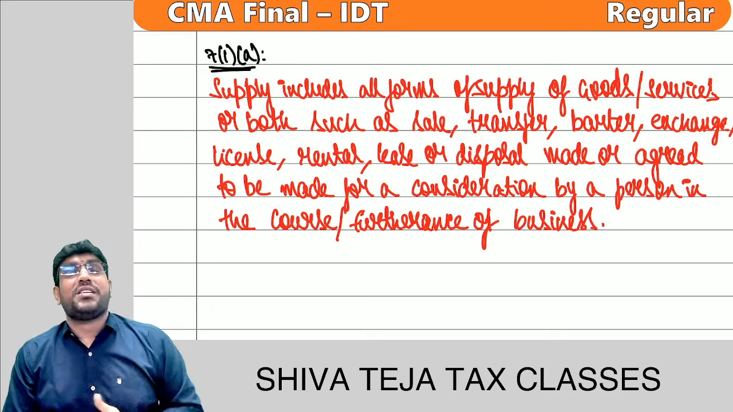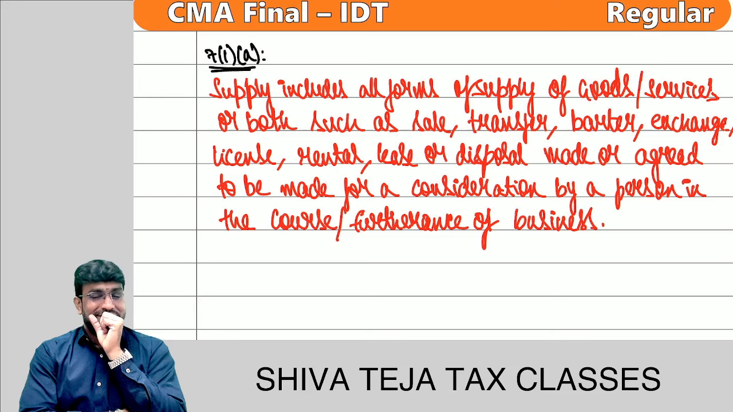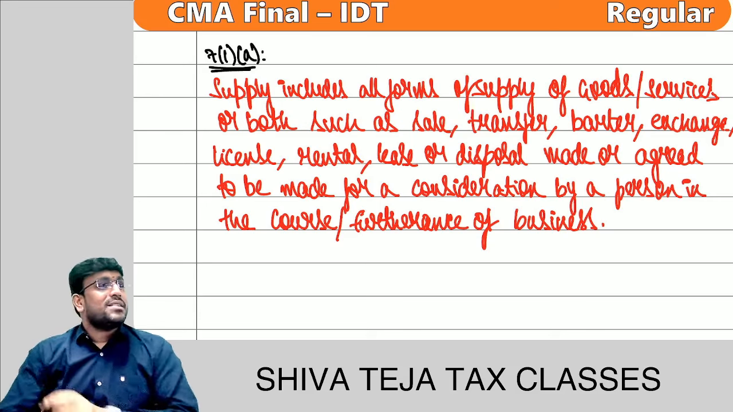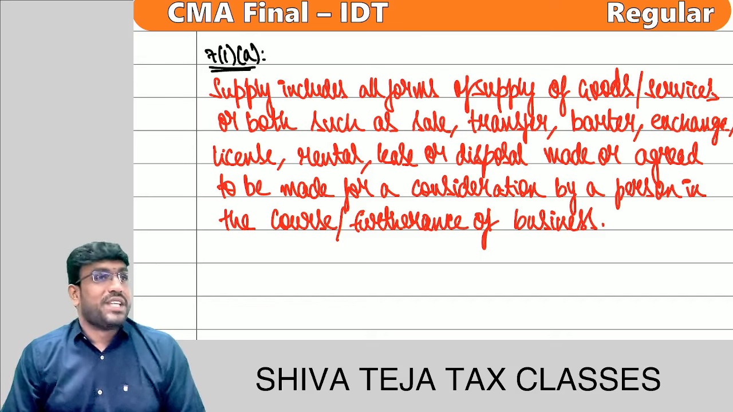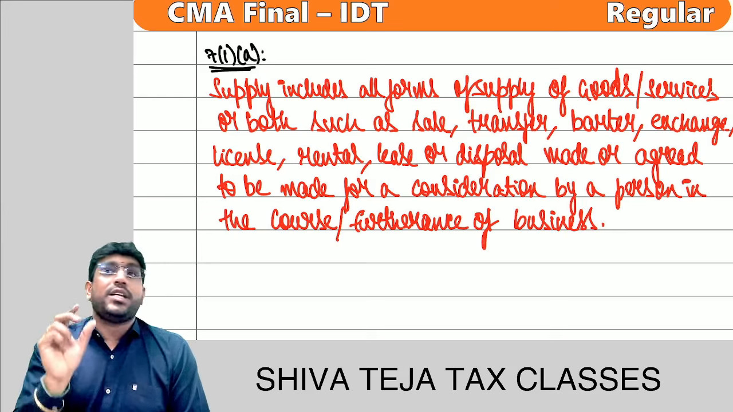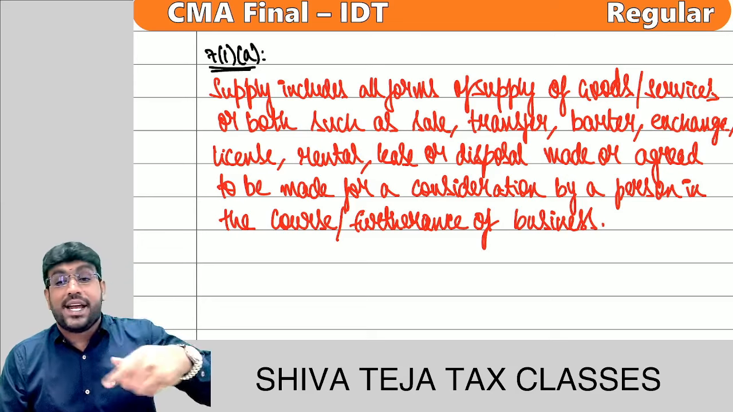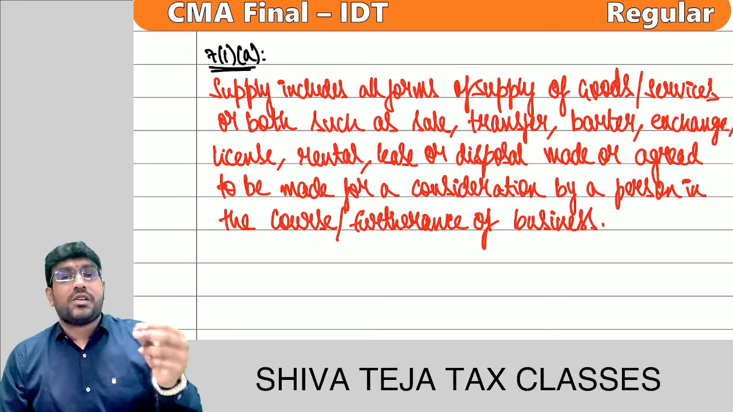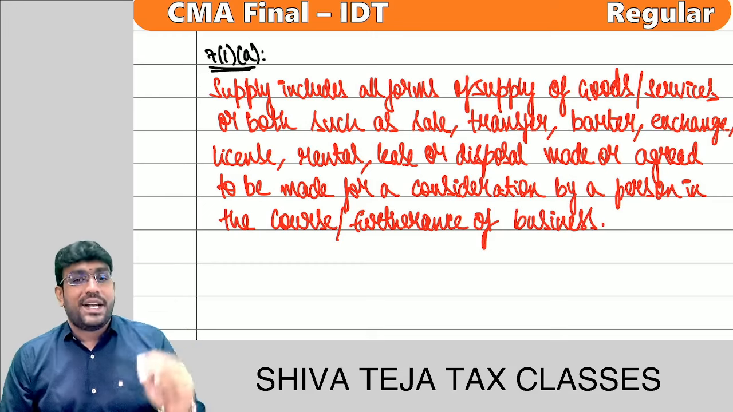Barter, exchange. Barter and exchange, what is the difference? Sir, in barter, there is no monetary consideration involved. But in exchange, there is a monetary consideration involved. License, granting some permission. Rental or lease. Rent is used for short-term basis. Lease is used in case of long-term. Disposal is used when we sell it as scrap. When we sell some products as scrap, we use the word disposal. Clear? So supply includes all for the supply of goods or services or both, such as sale, transfer, barter, exchange, license, rental, lease, or disposal.